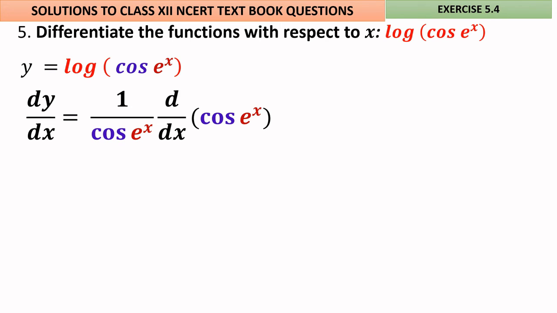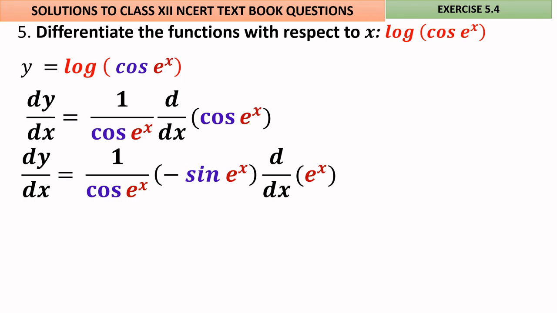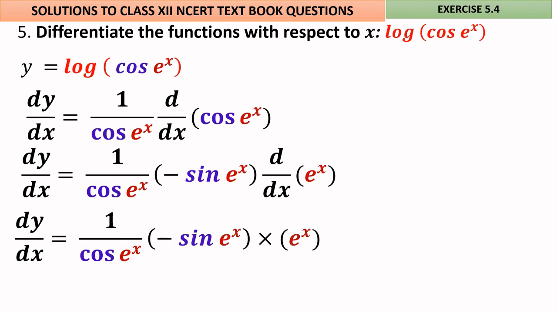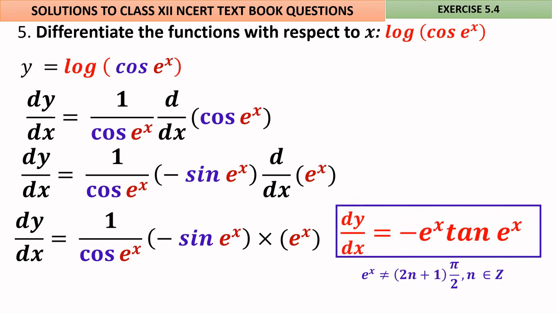Derivative of cos x is minus sin x, but for cos of e power x it is minus sin e power x into the derivative of e power x. The derivative of e power x is nothing but e power x. So now you have got the idea that it can be written as minus e power x into sin e power x by cos e power x, which is tan e power x. Here e power x should not be equal to (2n plus 1) pi by 2.